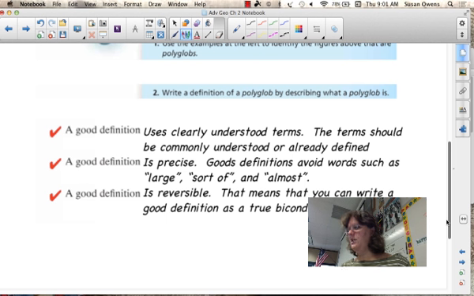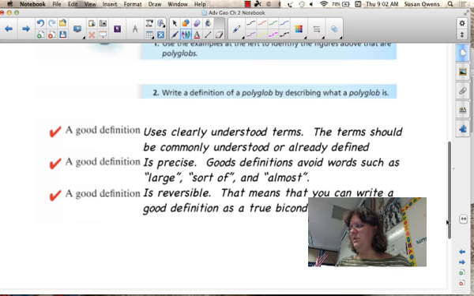A good definition is precise. A good definition avoids words such as large, sort of, almost. My room might be large in terms of my immediate area, but in terms of the universe or something bigger, it's rather small. So using the word large really depends on your context. So we try to avoid words like large, sort of, almost, things like that.